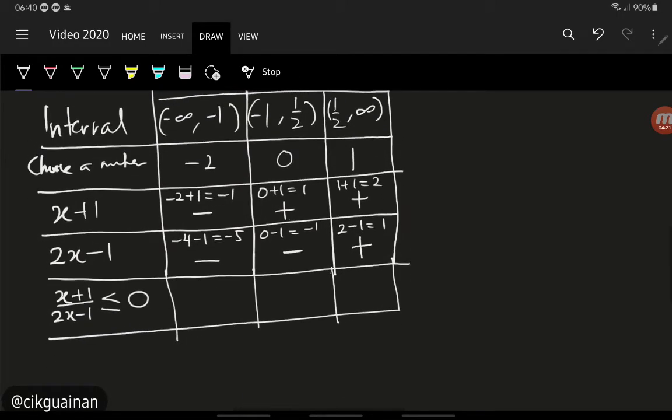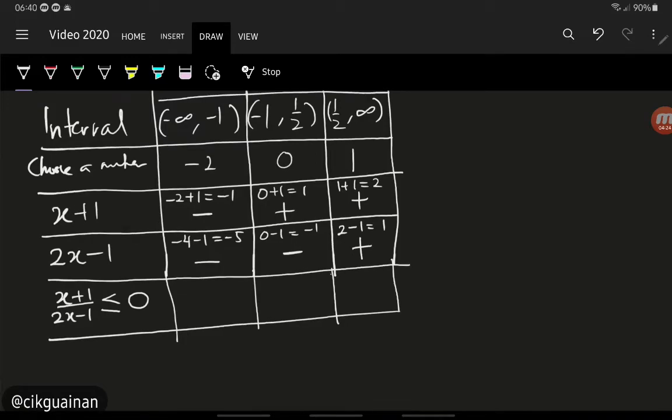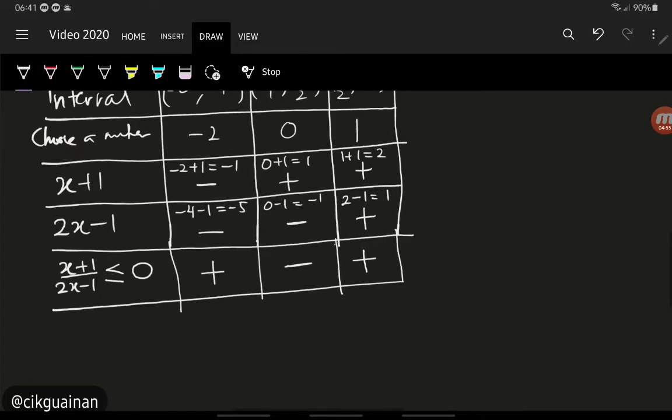Afterwards we are going to divide the signs, or divide the numbers. Minus 1 divided by minus 5, we get 1 over 5, which is a positive number. 1 divided by minus 1 is a negative number, minus 1. 2 divided by 1, we get 2, a positive number. Okay, so I erase all the circles that I've made. So this is the sign.